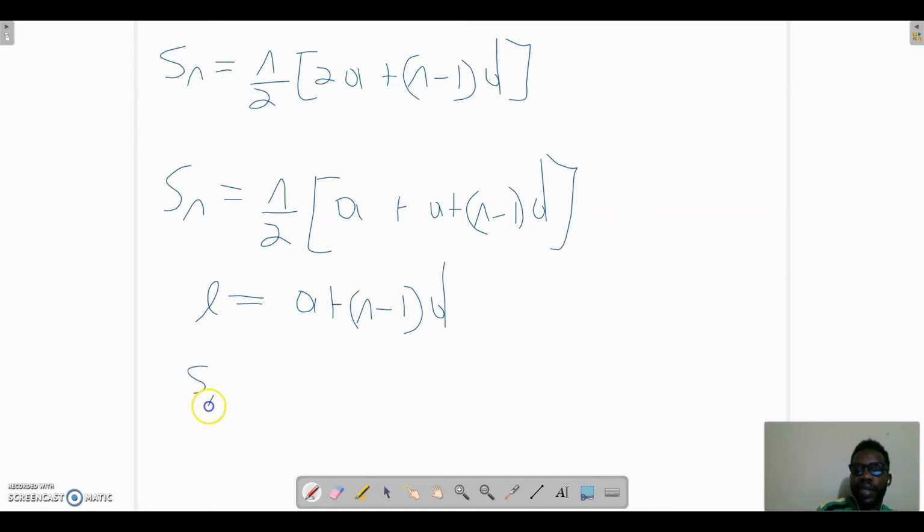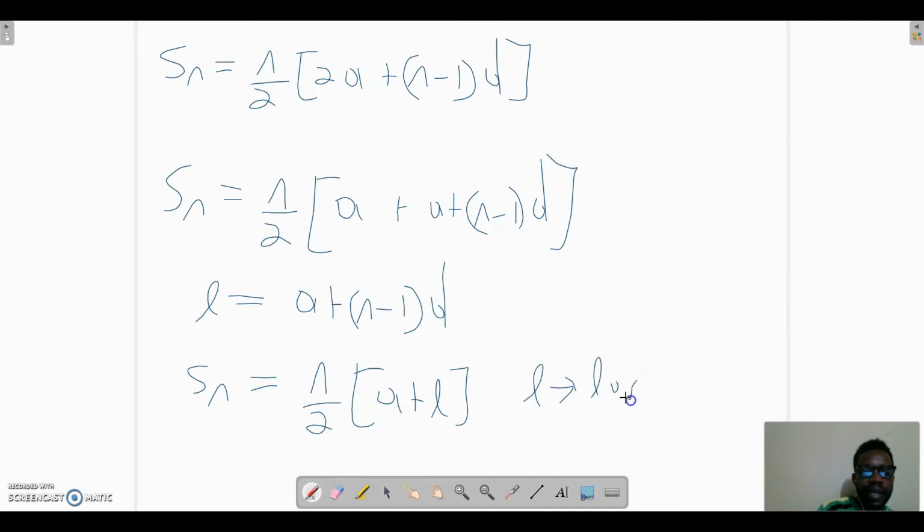So I could say that Sn is equal to n over 2 into a plus l. But I would of course have to know the last term to use the formula. So the only difference here is that l is your last term.